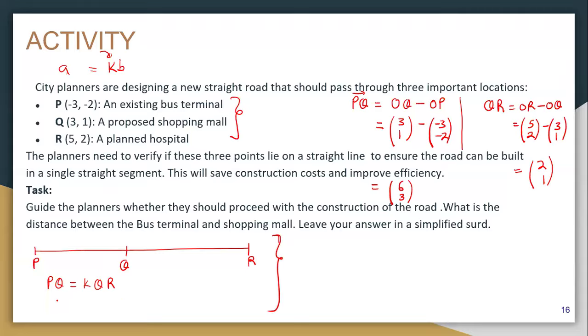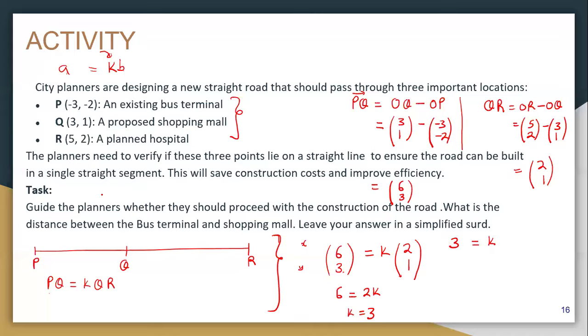So after getting that, we are going to substitute our PQ and k QR. So our PQ was (6, 3) is equal to k times QR, which is (2, 1). Now, the moment you reach here, it is up to you either to use the x or to use the y. So I can use the x components. I can say 6 is equal to 2k, and therefore my k is equal to 3. In case I had used the second one, still I'll have 3 is equal to k. So that means that our value of k is equal to 3.